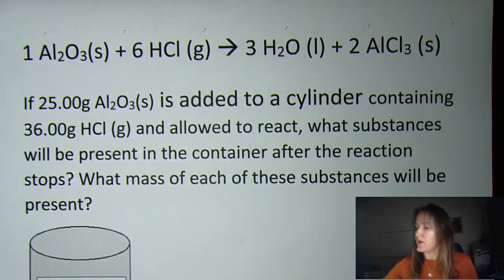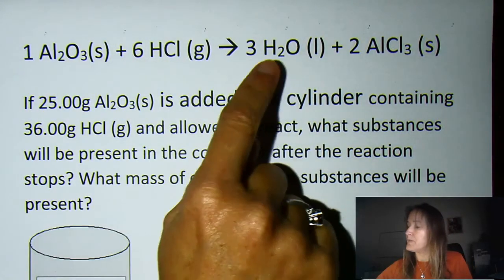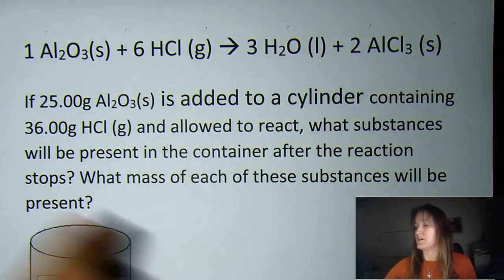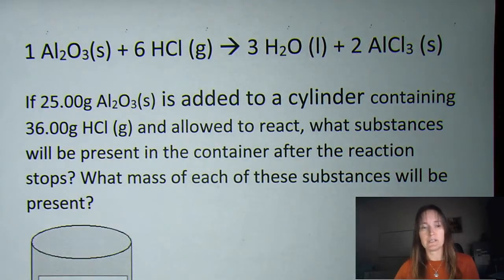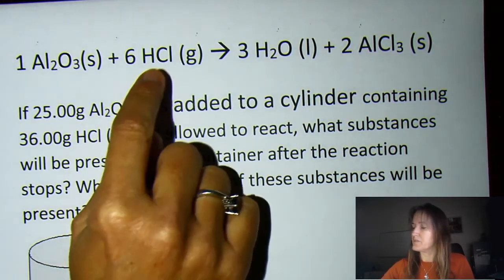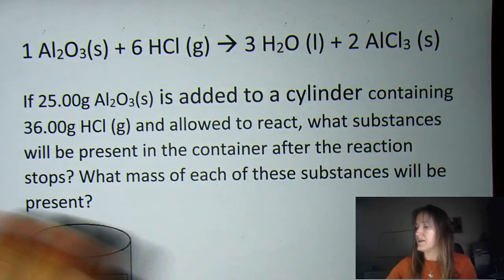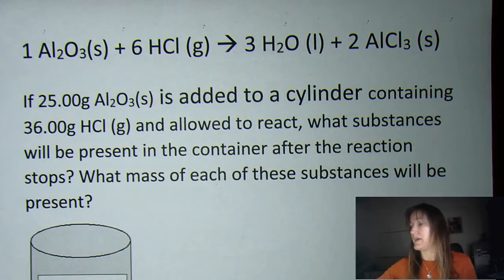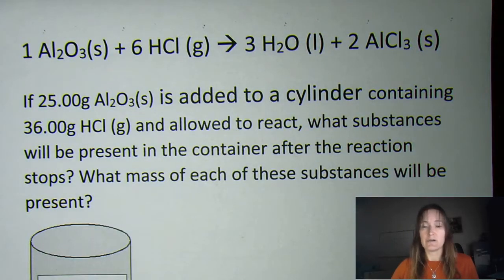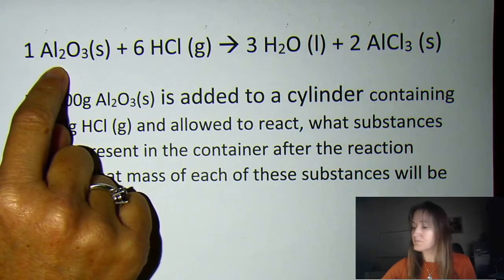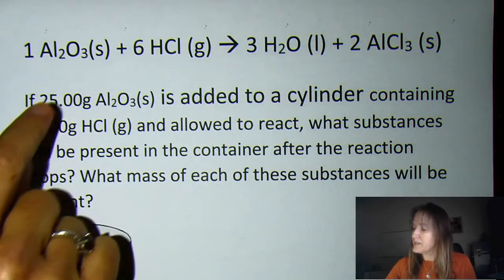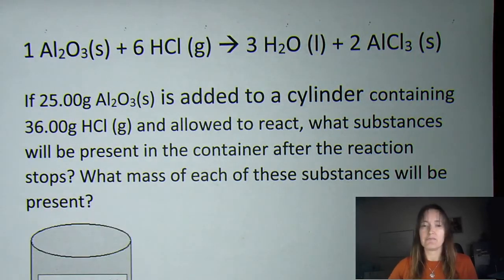As they react, you will be making water and aluminum chloride, and the aluminum oxide, the 25 grams, will start to decrease in quantity, and the 36 grams of HCl will start to decrease as they break the bonds that they originally have and create the water and aluminum chloride. Eventually, you'll run out of either hydrogen chloride or aluminum oxide. But looking at these masses, we can't figure out right now which one we run out of.